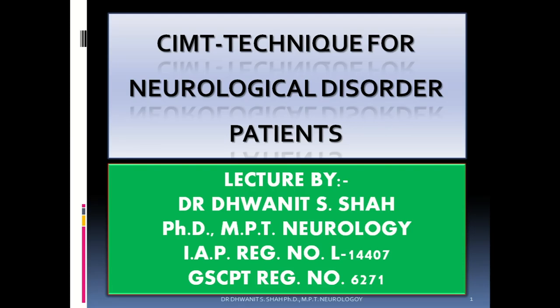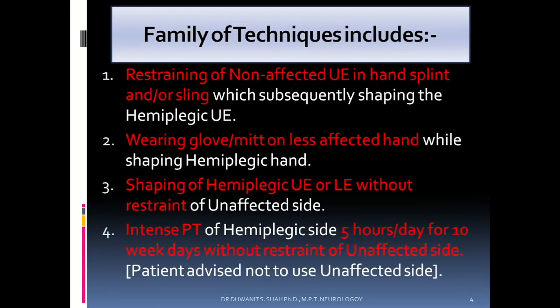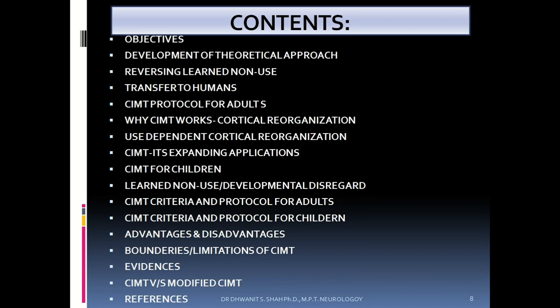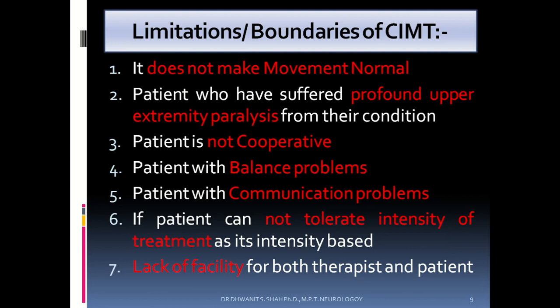Fine. So we will just revise that. We have gone through the contents till here. Now you know the limitations and boundaries of CMT. It does not make the movement normal. A patient who suffers profound paralysis, for that condition it is not helpful. A patient who is not cooperative, it is also not helpful. Patients with balance problems are also difficult to impart this CMT treatment. Patients with communication problems may also have cognitive problems. So there are limitations for CMT.